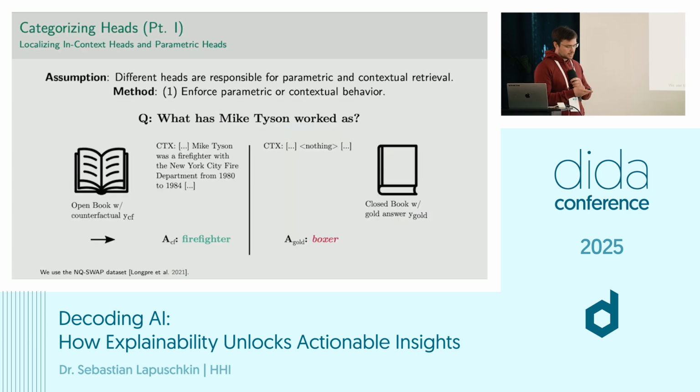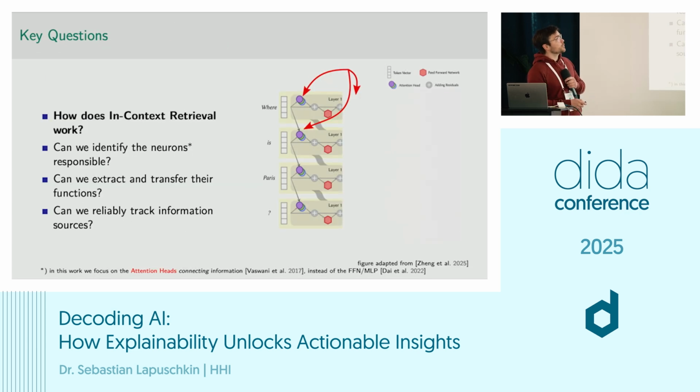given some bigger context? And for this work, we are focusing on the attention heads of the model, which are known to connect information from either the input context or the learned parameters, which reside in the feed-forward networks, which are part of the residual stream. So we mostly look at this because they are the ones which connect information across layers, across tokens.